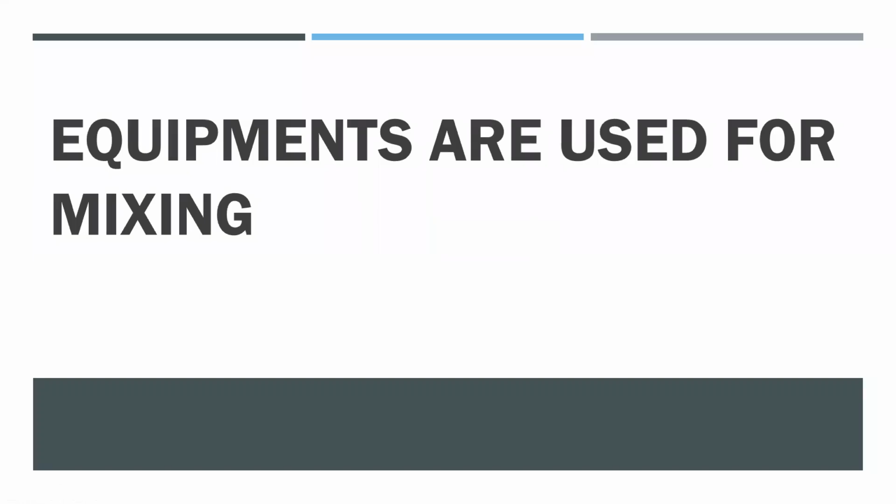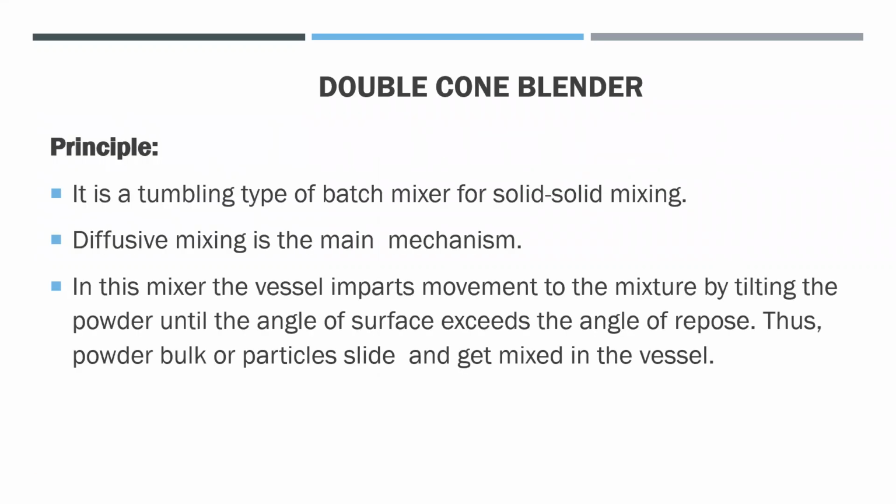So good day to all of you. We are continuing our next point in the chapter of mixing, that is, equipments used for the mixing process. In this first equipment which is used for mixing purposes, that is double cone blender.